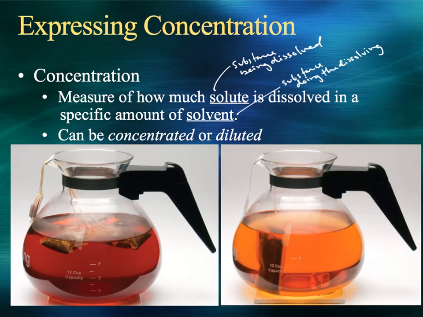So for instance here with this tea in the coffee pot, over here on the left hand side, just by looking at this, you'd say, well, there are more tea bags in here, and this is a darker colored tea. This is going to be more concentrated than the one over here on the right. This one's going to have more flavor to it. This one will be diluted. It'll have more water to it. So that's basically what we're doing here, but we are quantifying it. We are giving it a number, and we are giving it a unit.